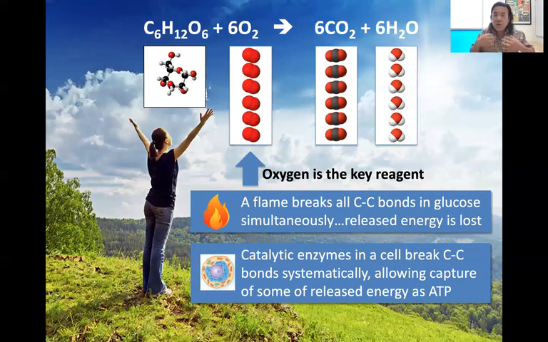Again, inside of our cells, we're not talking about applying heat like a flame in order to do this. We have catalytic enzymes that step by step break down the carbon-carbon bonds systematically, each step of the way liberating a little bit of energy. And importantly, each step of the way being able to harness that energy so it is not lost all as heat, but instead it can go to doing something else.